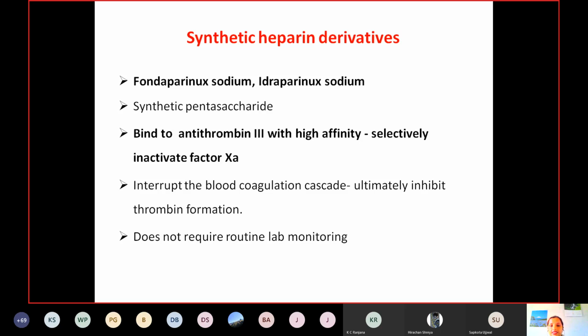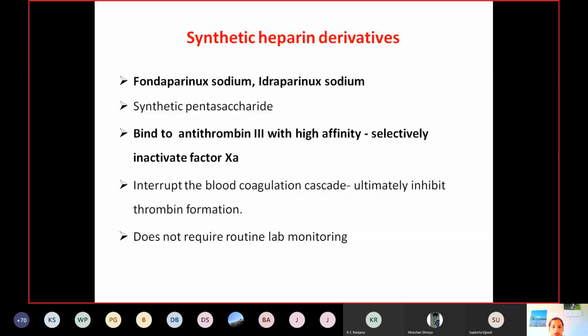The factor 10 is inhibited by both heparin as well as low molecular weight heparin. But in case of factor 2, it requires the full occupancy, covering of the activated factor as well as antithrombin by the heparin molecule. So only heparin inhibits the factor 2. But factor 10 is inhibited by both low molecular weight heparin as well as unfractionated heparin. That is the very important thing.